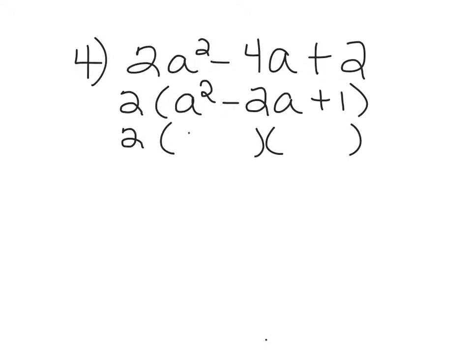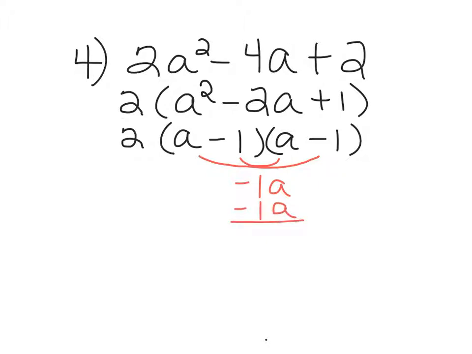So a squared is a times a, and the factors of 1 are easy. That's just 1 and 1, and now 1 times 1 has to be positive 1, but I end up with a negative 2. So that tells me that both of these have to be negative, because when I multiply the inside, I'm going to get negative 1a. When I multiply the outer, I'm also going to get negative 1a, which gives me that negative 2a in the center.